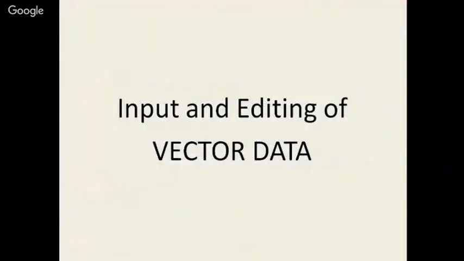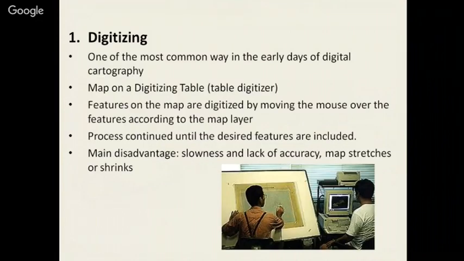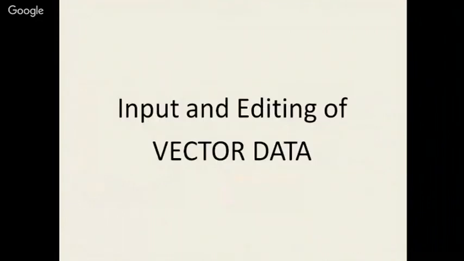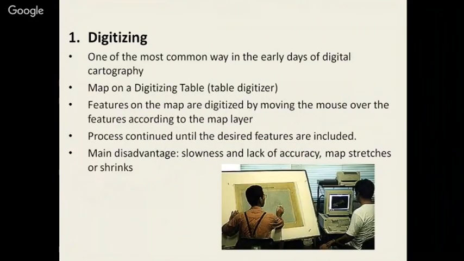So, inputting and editing of vector data. How do we input or retrieve the vector data? First of all is the design, a much more conventional process of how we retrieve data. It was one of the common ways in the early days of digital cartography: placing the map on a digital table or digitizer.